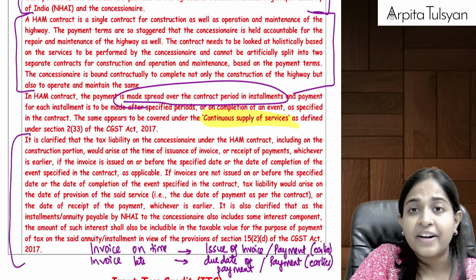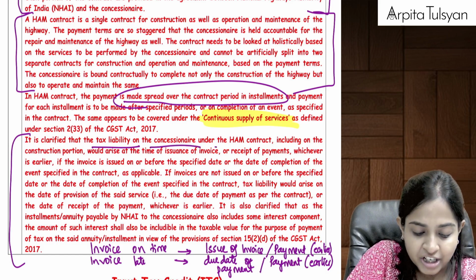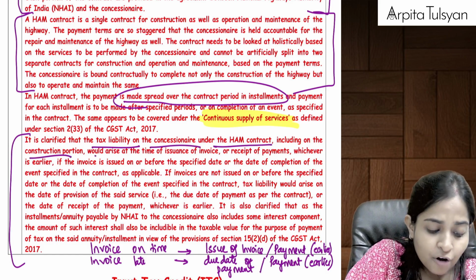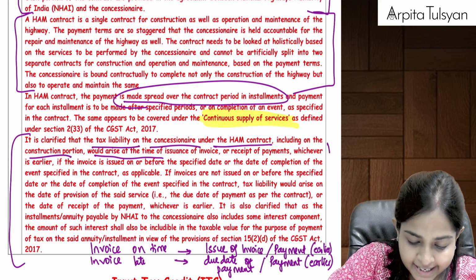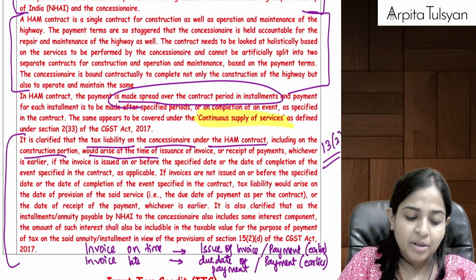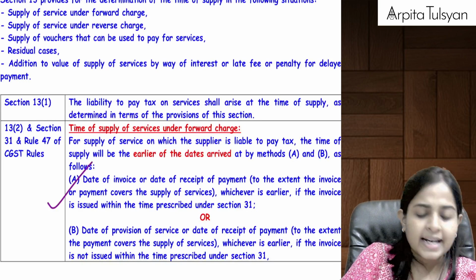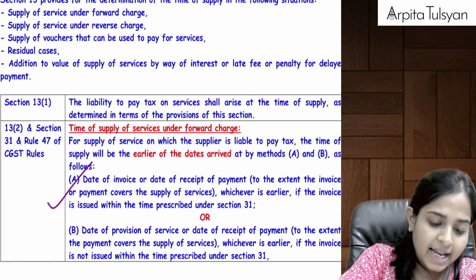It is clarified that the tax liability, that is the time of supply, on the concessionaire under the HAM contract, including the construction portion, would arise as per section number 13.2. Okay, as per section number 13.2 means they are telling it will arise as per this. That is as if it is supply of service under forward charge.